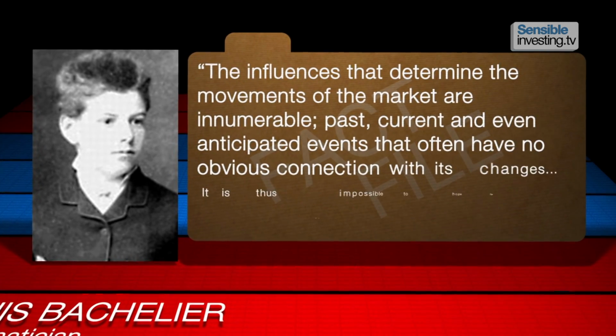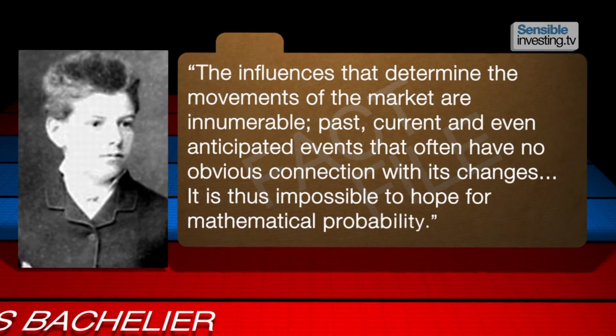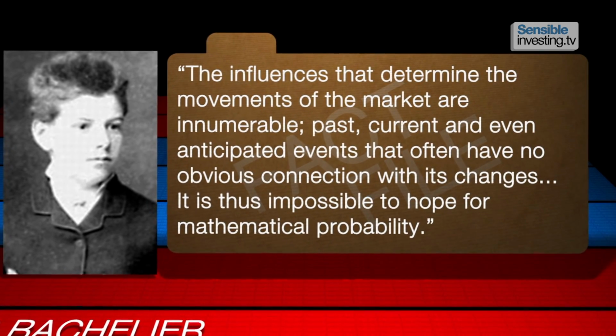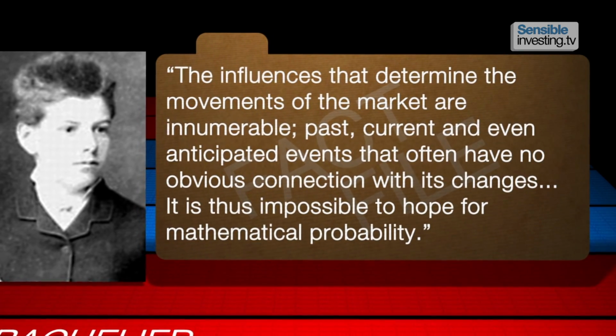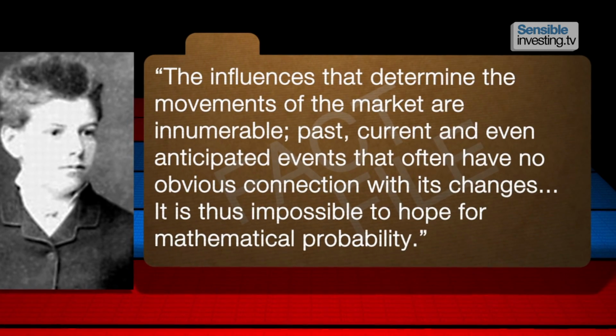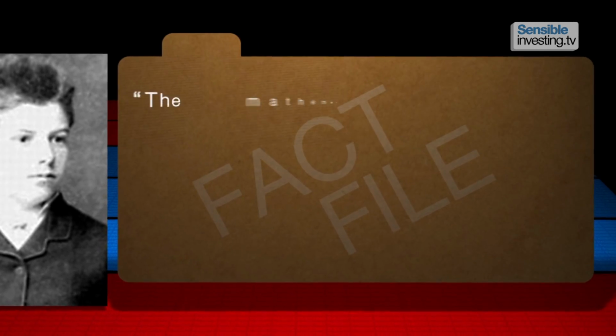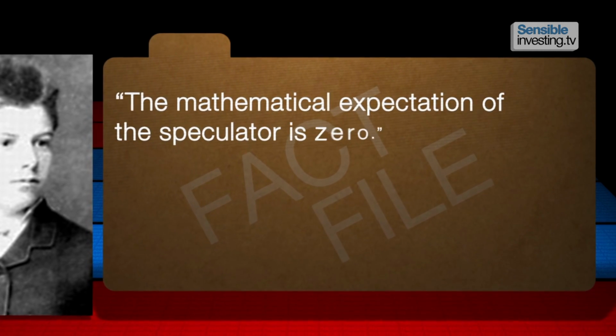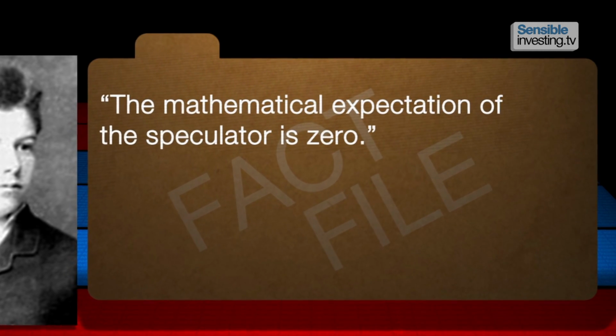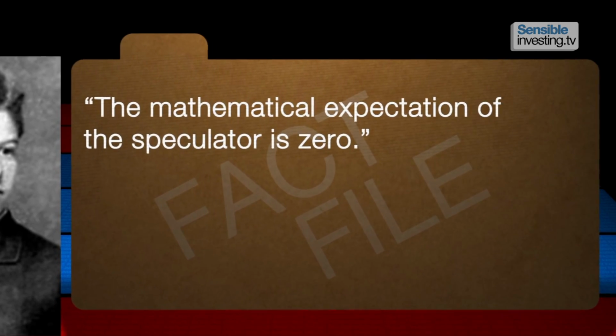In The Theory of Speculation, the PhD thesis he submitted in 1900, Bachelier wrote, "The influences that determine the movements of the market are innumerable: past, current and even anticipated events that often have no obvious connection with its changes. It is thus impossible to hope for mathematical probability." Bachelier's famous conclusion was that the mathematical expectation of the speculator is zero.